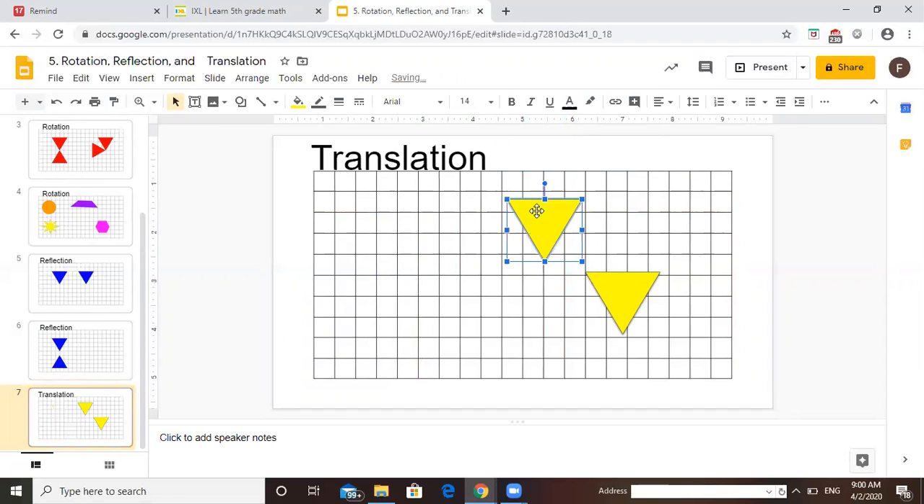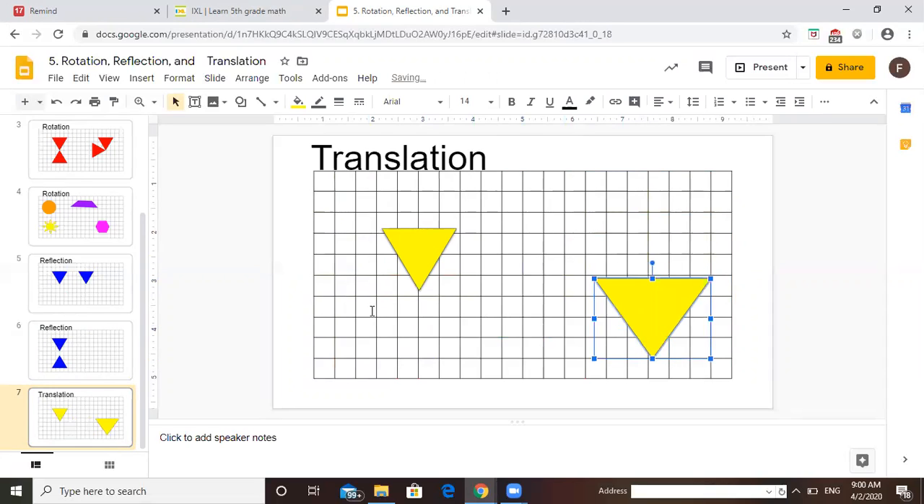Translation is moving the shape any direction without changing its size. So all of these are examples of translation. This, however, is not an example of translation.